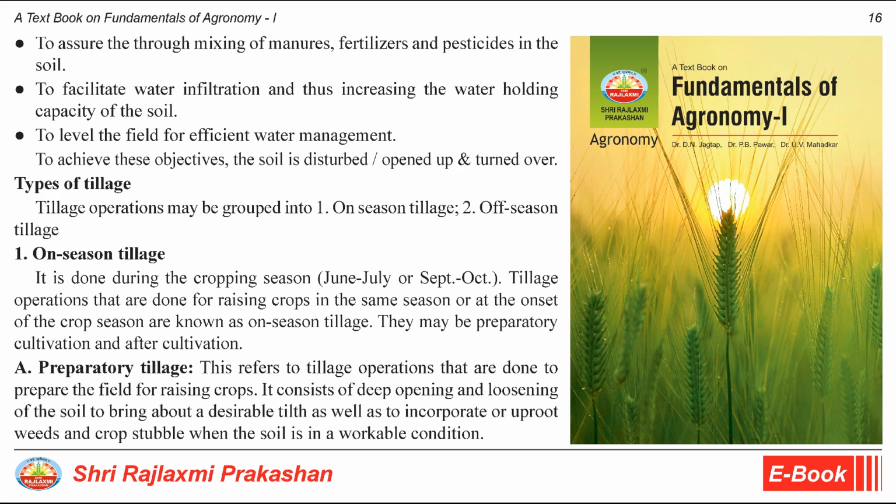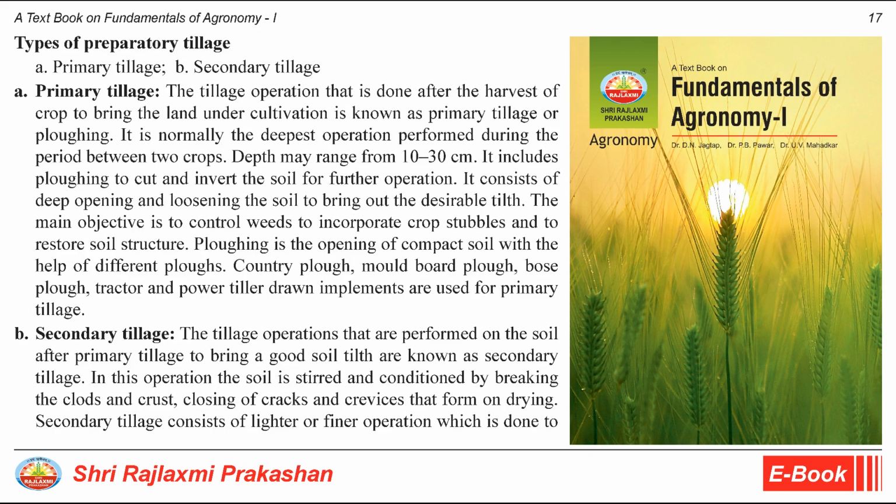Point A. Preparatory tillage. This refers to tillage operations that are done to prepare the field for raising crops. It consists of deep opening and loosening of the soil to bring about a desirable tilth as well as to incorporate or uproot weeds and crop stubble when the soil is in a workable condition. Types of preparatory tillage. Type A. Primary tillage. Type B. Secondary tillage.